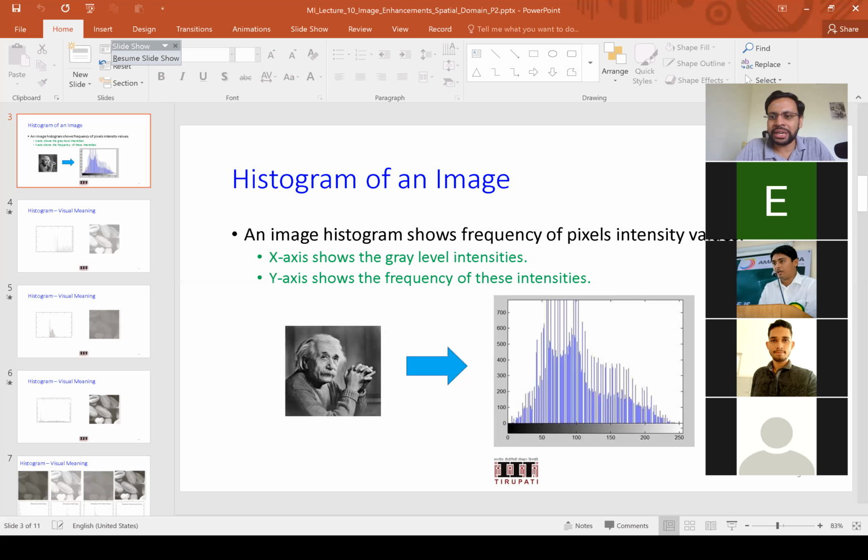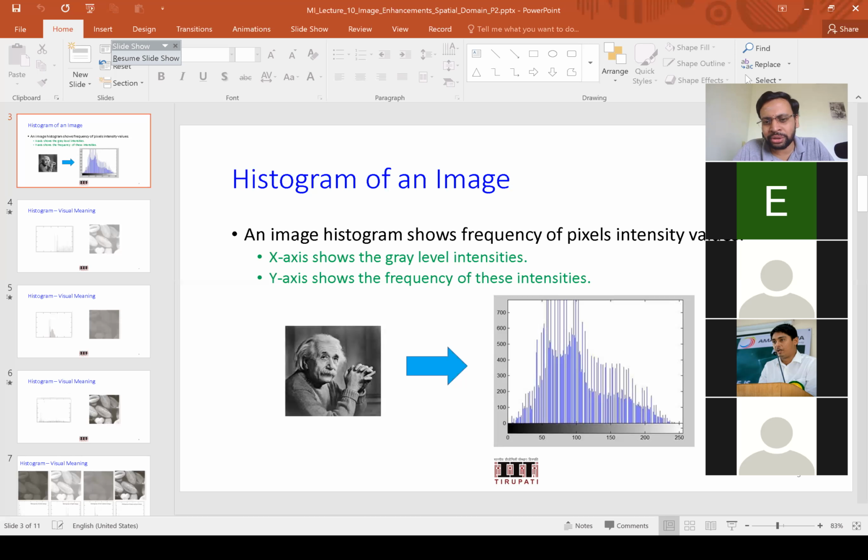I want to treat it as a probability density function. You divide by the total number of pixels, the total number of histogram frequencies. So how do I know that? At each and every location, the histogram is divided by the total number.